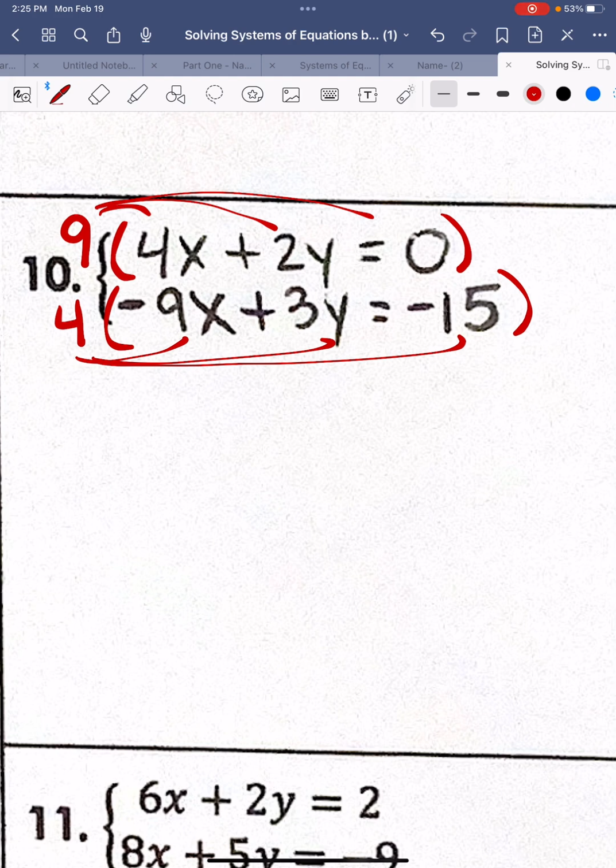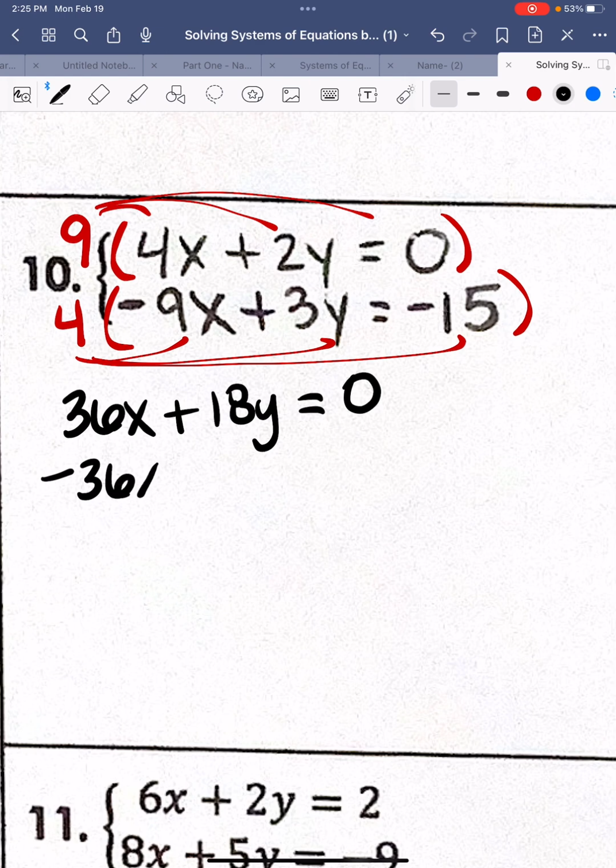So let's edit our equations. 9 times 4 is 36x. 9 times 2 is 18y. And 9 times 0 is just 0. But now we distribute the bottom line. 4 times negative 9 is negative 36. Oh, wow, there's my opposite pair, same number.